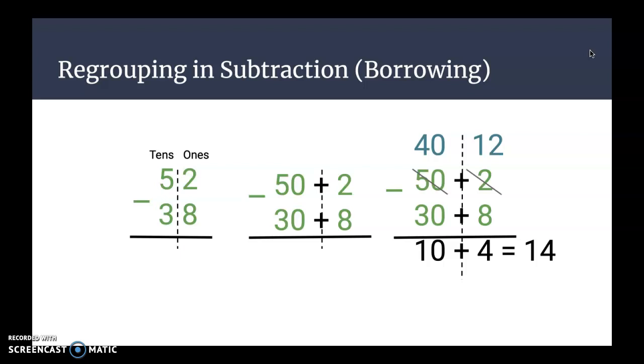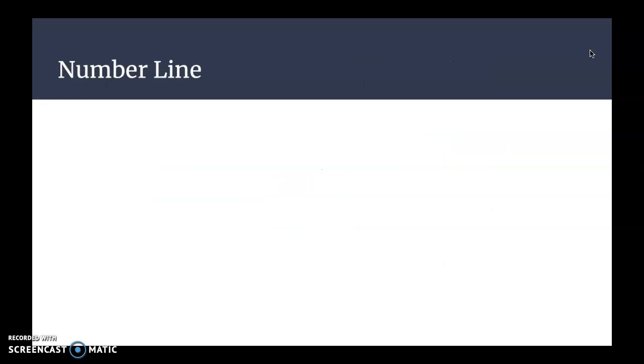So now 40 and 12. We can start to subtract 12, take away 8, and 40 take away 30. We end up with 10 plus 4 giving us 14. And then moving on to the number line.